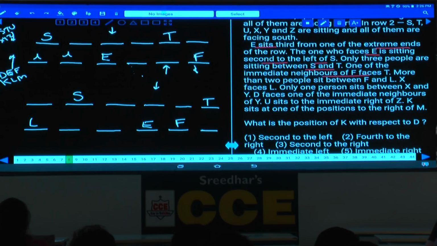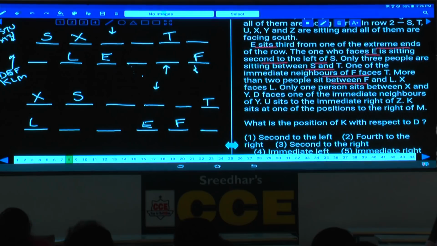More than 2 people between F and L. More than 2 people means 3 or more than 3. Then next, X faces L. As X faces L, X is here. X faces L, so L cannot be at this place. As L cannot be at this place, where should L be? L is here, X is here.